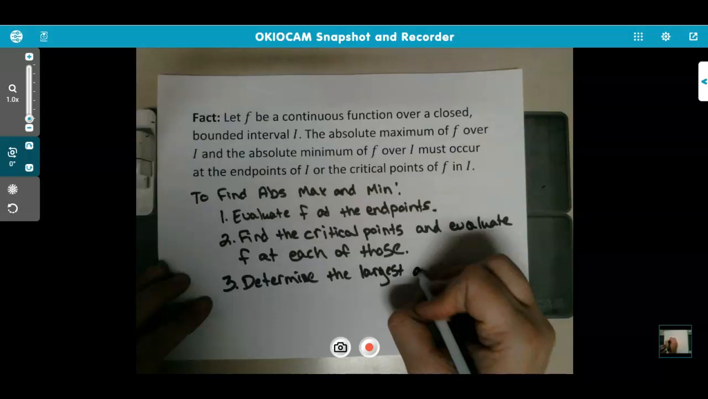Determine the absolute max and min for each of the following. We're going to do a few of them. The first one we're doing, part A, is for the function f of x equals negative x squared plus 3x minus 2. And we're doing that over the domain 1 to 3.